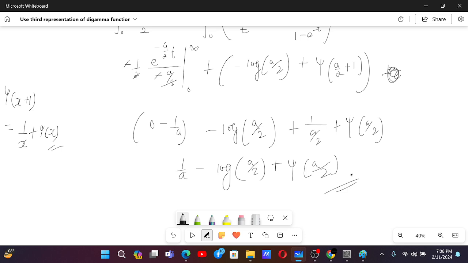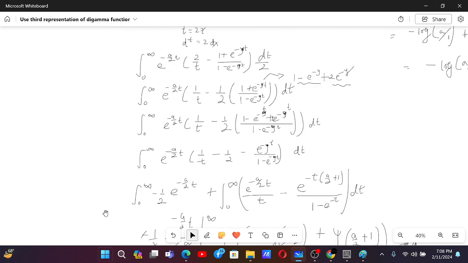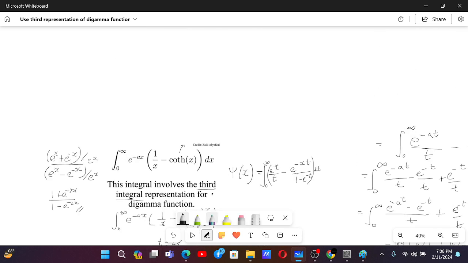Digamma a by 2 can be found out easily. Since we don't know a, we don't know digamma a by 2 for now, but that's not a hard thing to deal with. And minus log a by 2 can also be found, and 1 by a is a good thing. So the answer is, let me write it over here, 1 by a minus log a by 2 plus digamma a by 2.